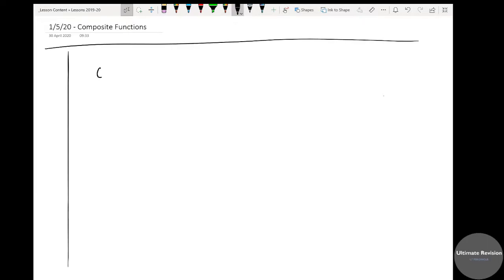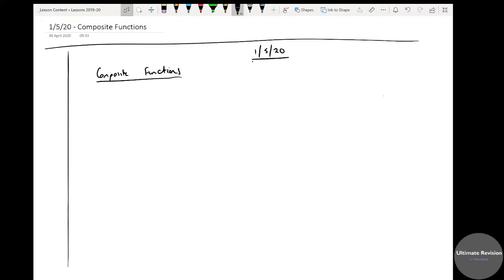Right, okay, composite functions. So new title, carrying on from last lesson. Composite functions, and the date today is the 1st of May.